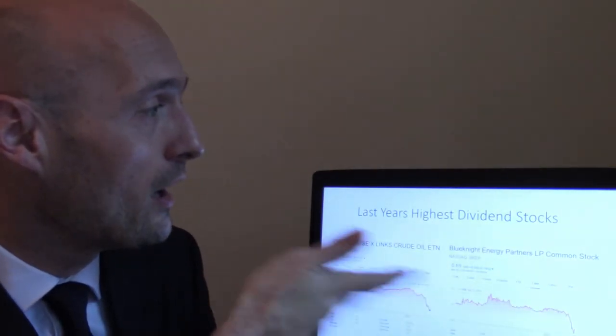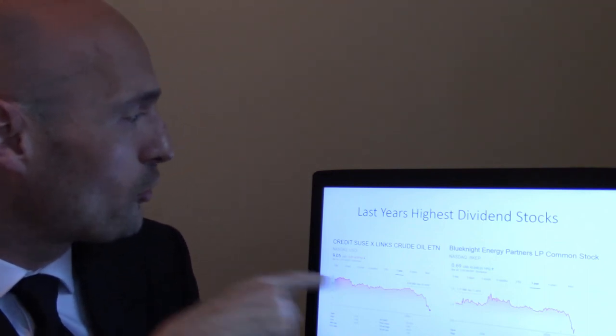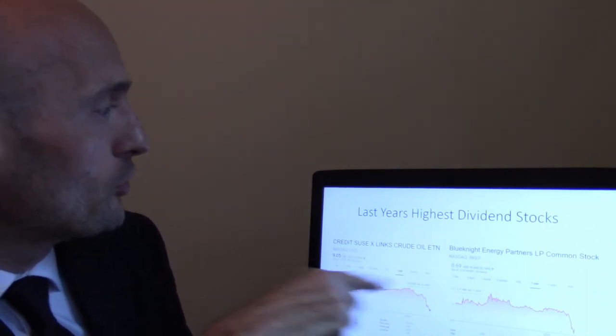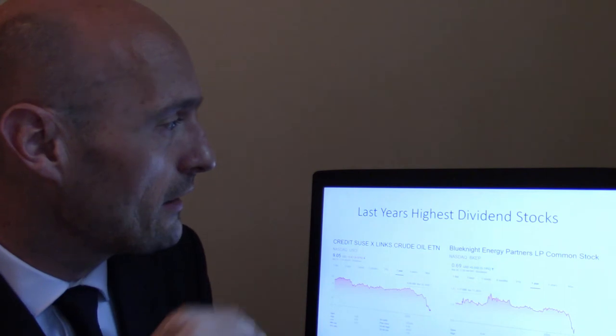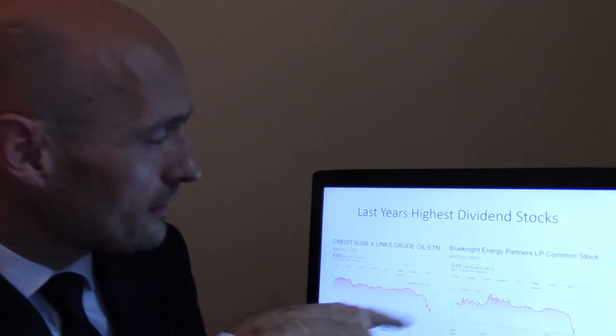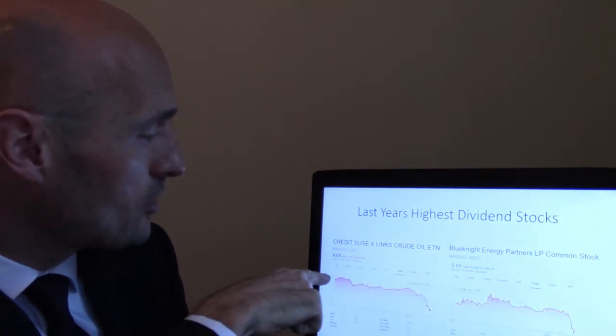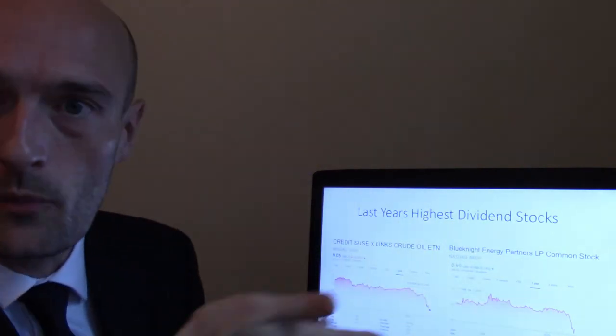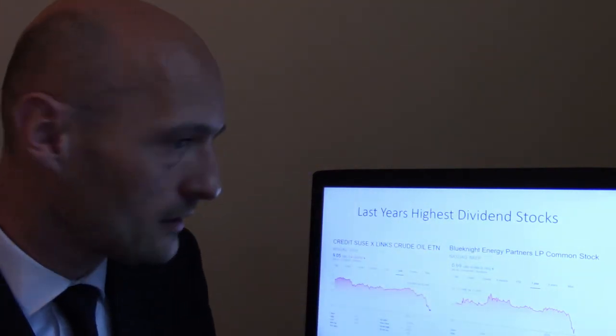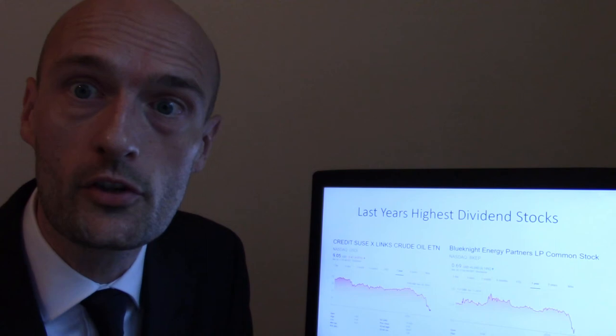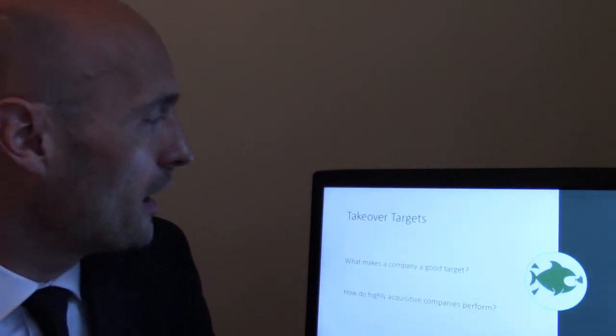So last year's two highest dividend payers were the Credit Suisse crude oil ETN and Blue Knight Energy Partners Limited, and these are their stock prices. And as you can see, over the last 12 months, both of them have fallen fairly significantly. So last year, that approach wouldn't have worked. What else have we got?